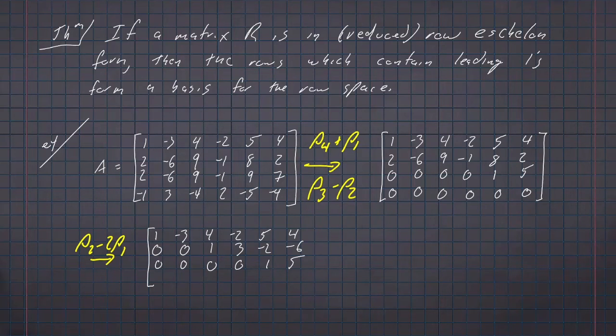Third row stays the same. Fourth row stays the same. With that, we are in row echelon form. We are done. We could take this to reduced row echelon form if we would like, but row echelon form is good enough. And now we have our matrix in row echelon form.